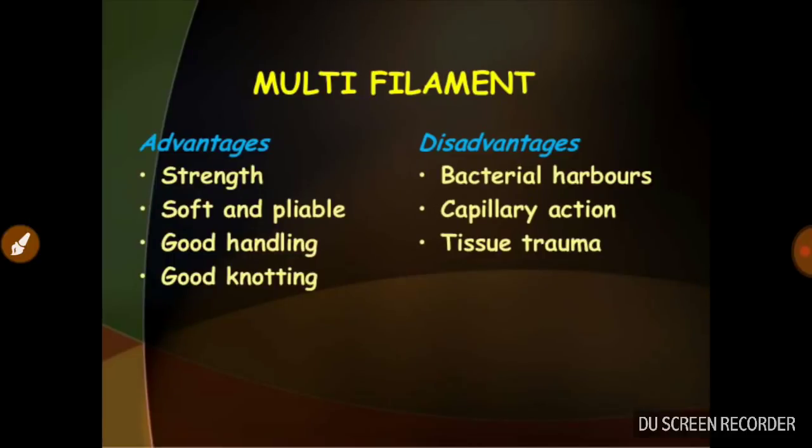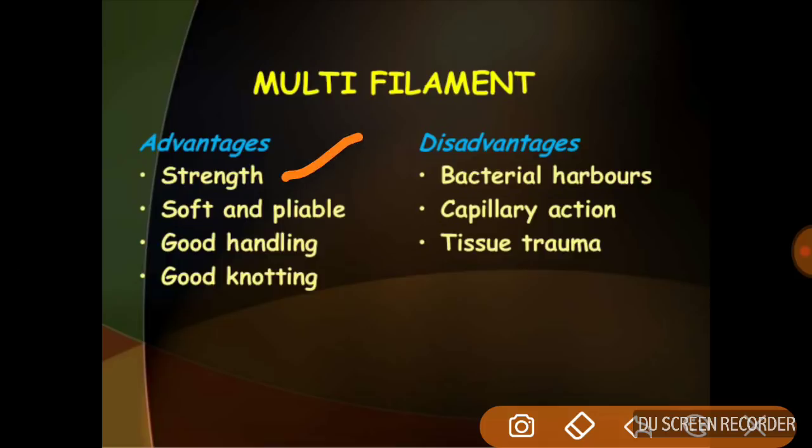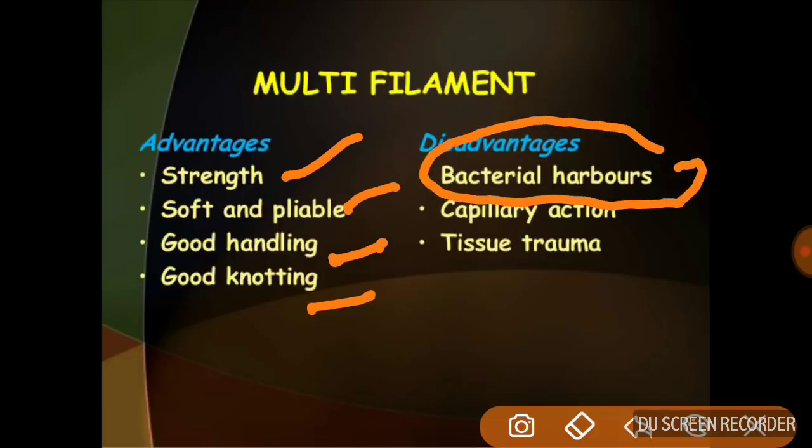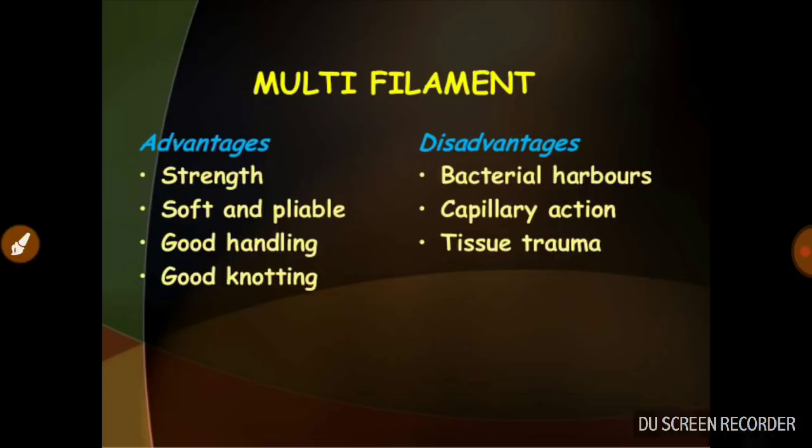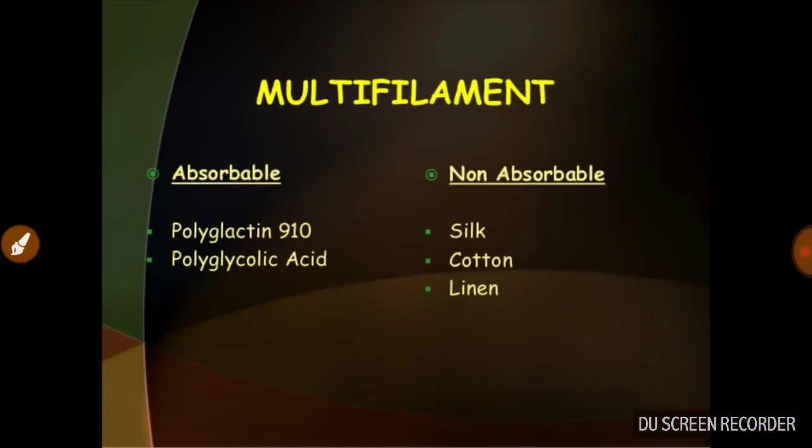Multifilaments have their own advantages and disadvantages. They have more strength, they are soft and pliable, with good handling and good knotting, but their tissue reaction is more. Bacterial harbor, capillary action, tissue trauma. You hesitate to use them in an infected wound, because they will cause more tissue reaction and they will harbor more bacteria.